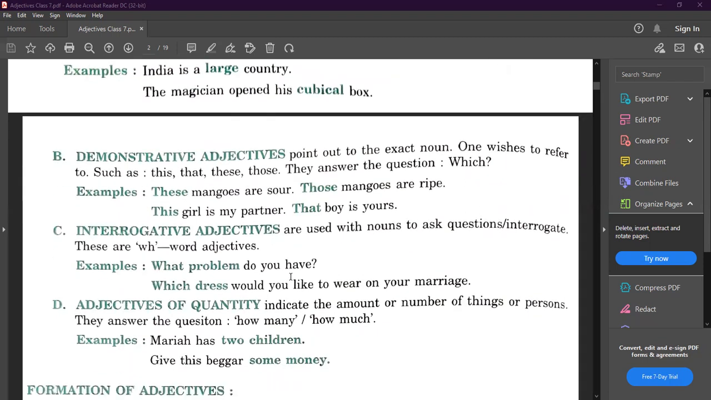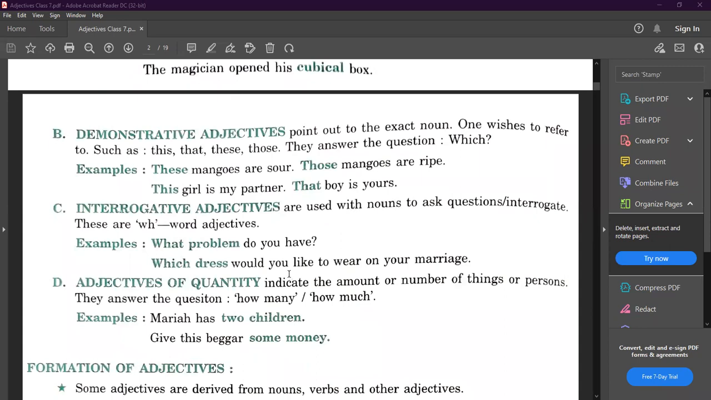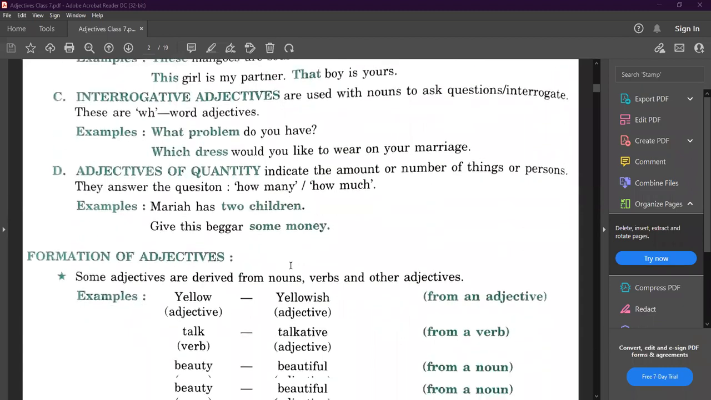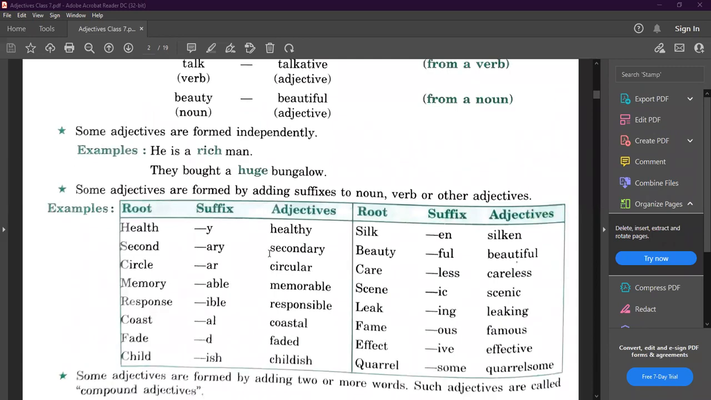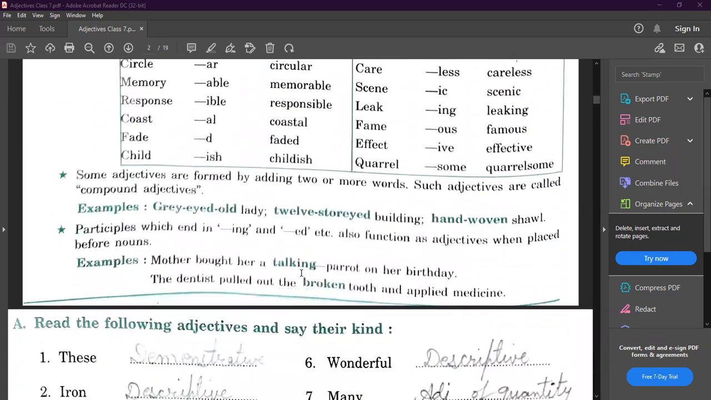And then the last one is adjective of quantity, where the quantity is specified, like I am having 2 chocolates. So 2, how much? How many am I having? 2. So 2 is the adjective of quantity. Okay. Now suffix and the root word. Suffixes come after the word to give it a new meaning. You have already done this, okay?